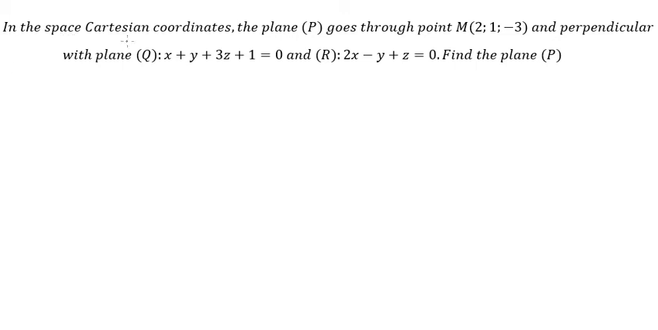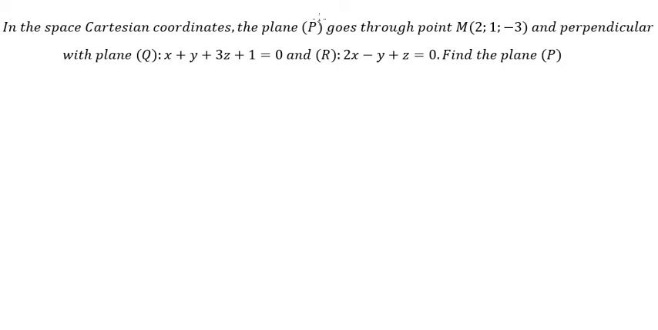In the space Cartesian coordinates, the plane P goes through point M (2, 1, -3) and is perpendicular to plane Q: x + y + 3z + 1 = 0 and plane R: 2x - y + z = 0. The question is, we need to find the equation of plane P. So now I will show you how to answer.